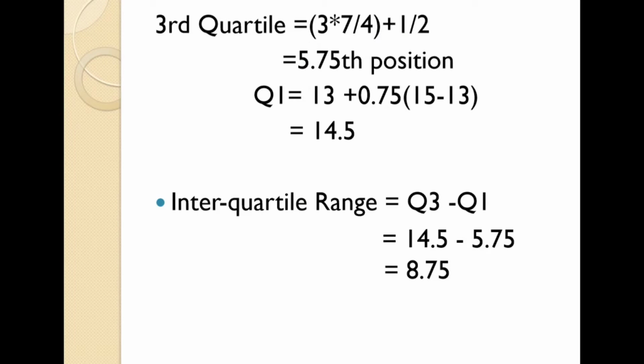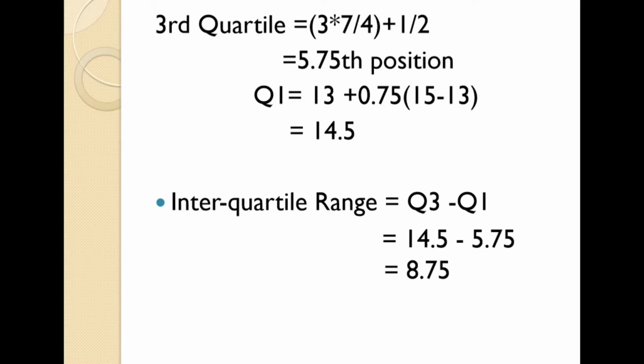So we are going to be looking for the third quartile. In order to look for the third quartile, that will be the third position. So we are going to use the formula 3n over 4 plus half. 3 times 7, since we have 7 numbers in all, divided by 4 plus half. So 3 times 7 divided by 4 gives us 5.25 plus half. That gives us 5.75.